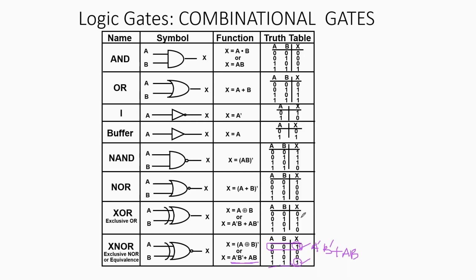Similarly, here also for exclusive OR, you have this min term 1, which says A bar B plus A B bar. Okay.